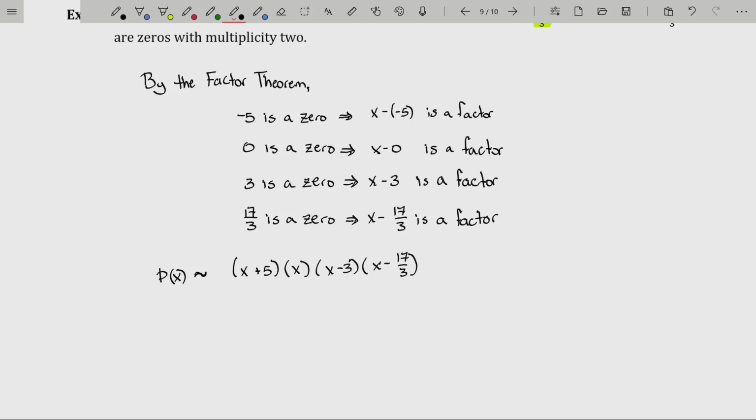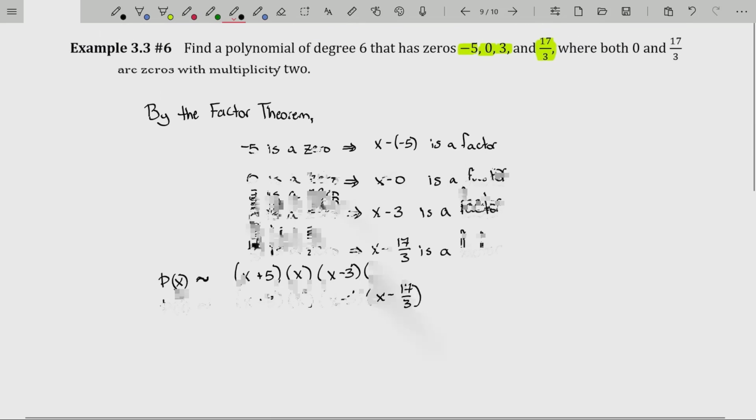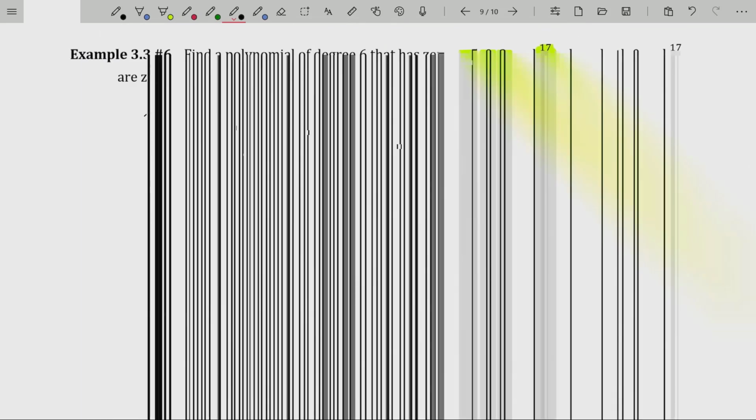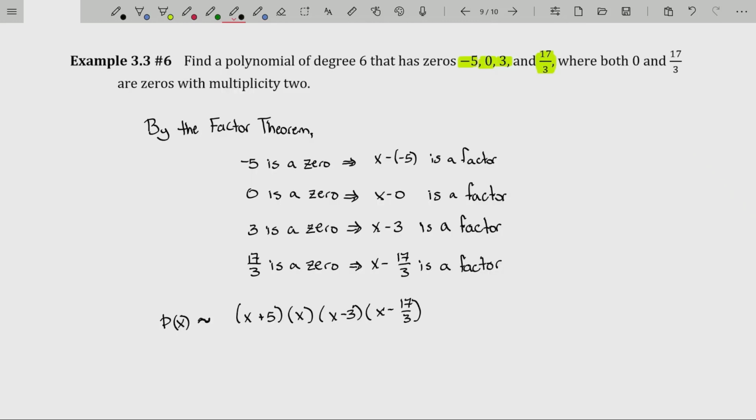But that is not enough power. If you were to actually multiply that out, that would only get you to a 4th degree polynomial. And we were told we want to find a 6th degree polynomial. But then they provide us with a couple more pieces of information. Both 0 and 17 over 3 are zeros with multiplicity 2.